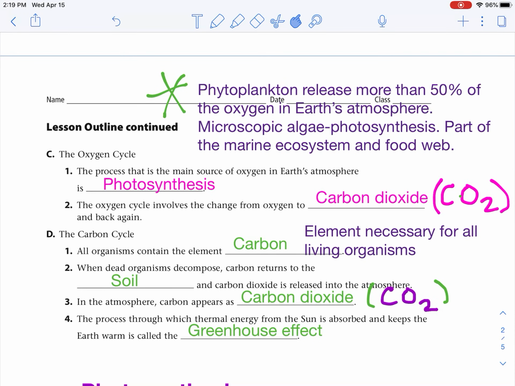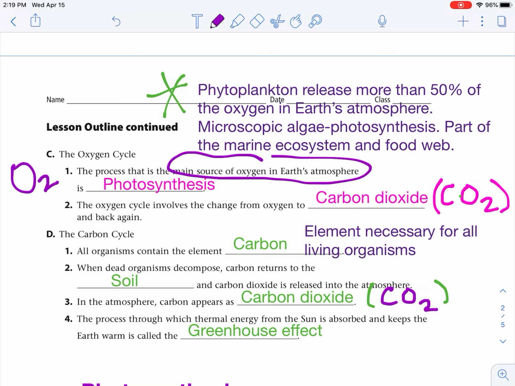So we've got the oxygen cycle next. Oxygen is the element O on our periodic table, and there are 2 of them in the oxygen in our atmosphere. The main source of oxygen in the Earth's atmosphere is photosynthesis, through the producers, through the green plants that make their own food and release the oxygen as a byproduct.